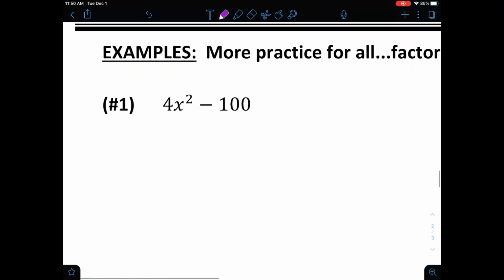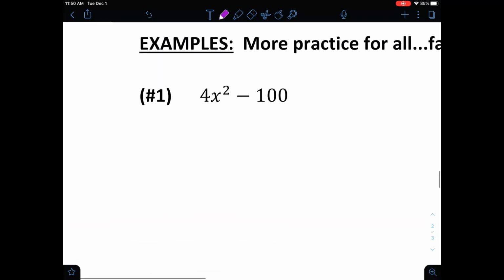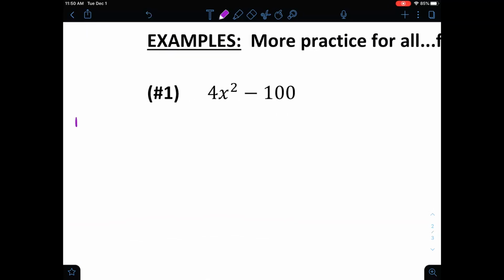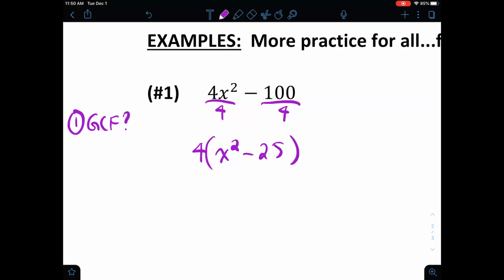So we have 4x squared minus 100. I'm not going to write out all the steps. Well, I'll write out the steps. Why not? We might as well do this the right way, right? So step one is always look for a what? GCF. We have a GCF here. Is there a number that goes into both of these? Yeah, 4. We can pull out a 4. Divide them both by 4. This one doesn't have an x squared, so we can't pull out an x. So we're going to have 4. 4x squared divided by 4 is x squared. 100 divided by 4 is negative 25. Okay, we got GCF.